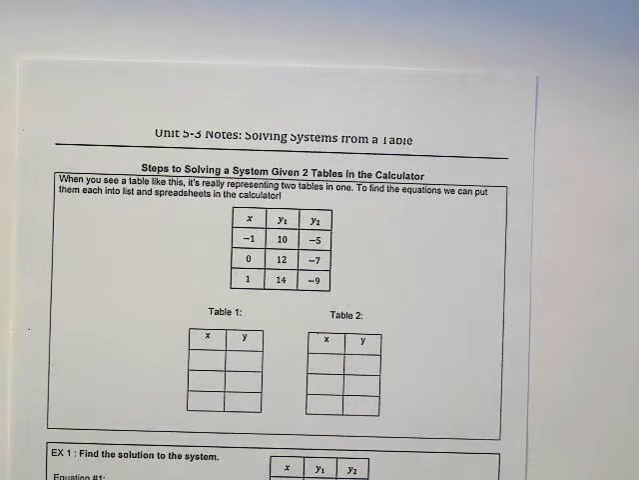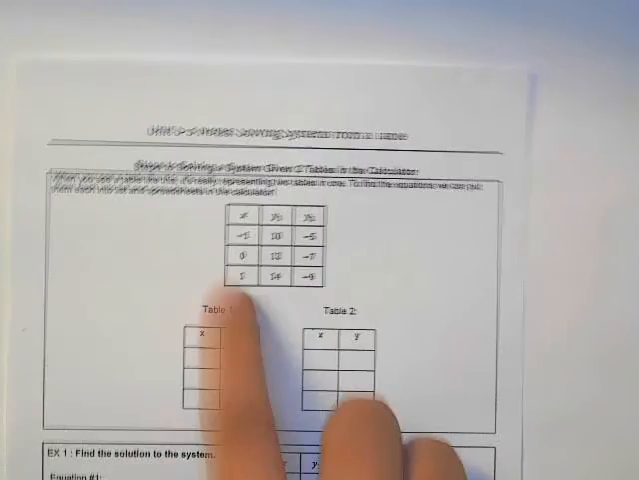To find the equations, we can put them each into lists and spreadsheets in the calculator. So first, we have to go from table to equation. Once I get my two equations, what do I do with them? Once I get the equations, what do I do to find where they cross? Put them in the calculator under the system. In order to put them in the calculator, I have to have equations to plug in. So what we're going to do is talk about this right here.